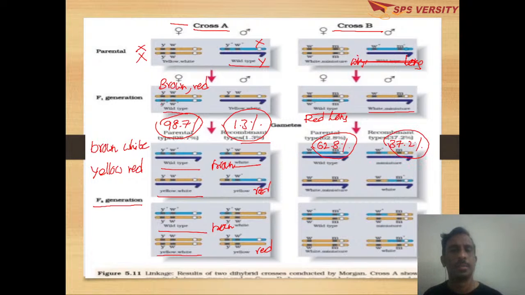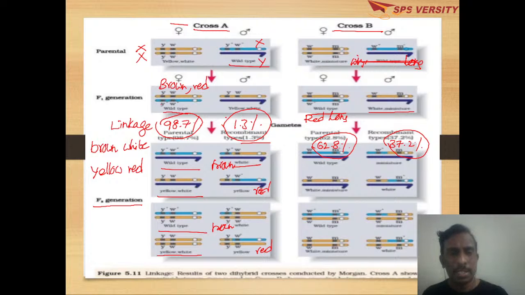Why is there a lot of difference between these two? Even though they have taken the genes which are present on the sex chromosome, that is on the X chromosome. These genes are not present on the Y chromosome. That's why while we are drawing the Y chromosome, we don't draw any genes on it. So the parental types means linkage, inheritance of genes together. Recombinant types means they are not inherited together. Some other combination has come.